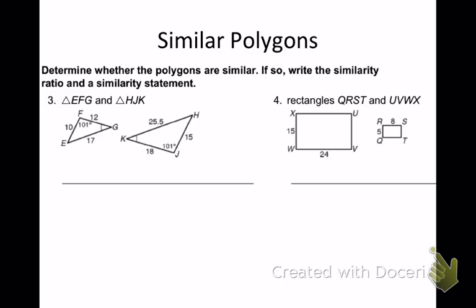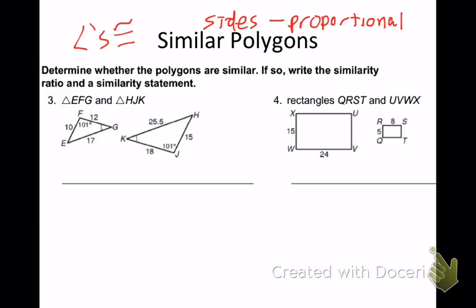We want to determine whether the polygons are similar. If so, we find the similarity ratio and a similarity statement. To identify whether they're similar, the angles have to be congruent and the sides have to be proportional. They have to be the same ratio, like all the sides have to be double, or all the sides have to be triple or something like that.